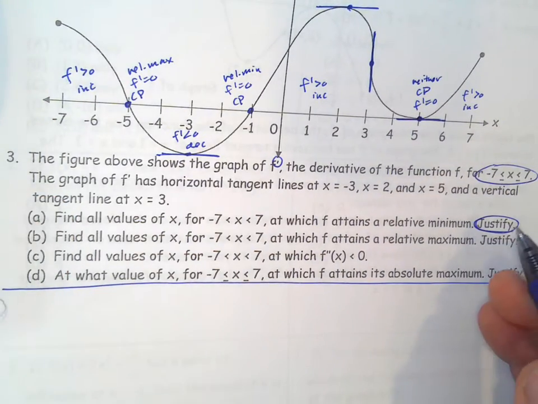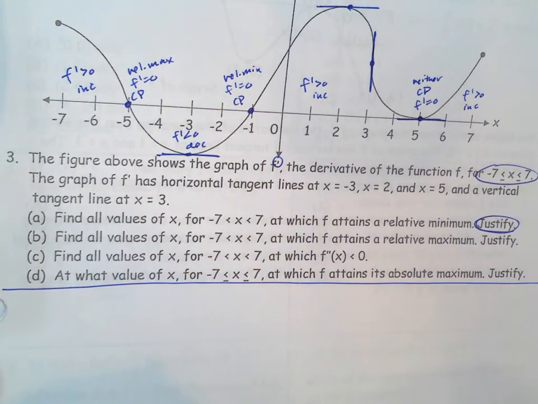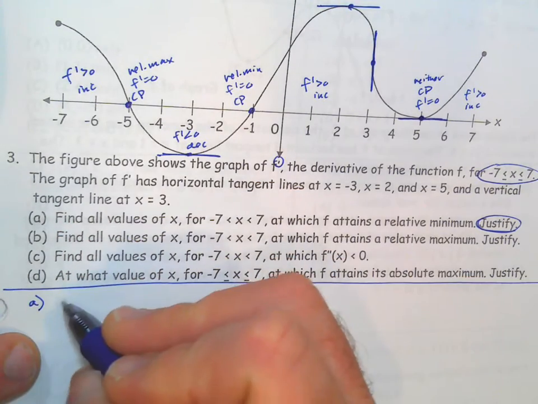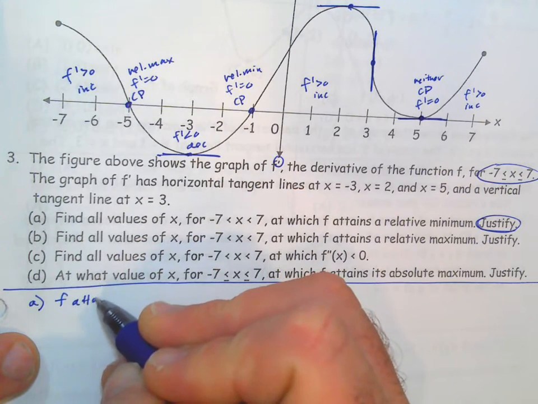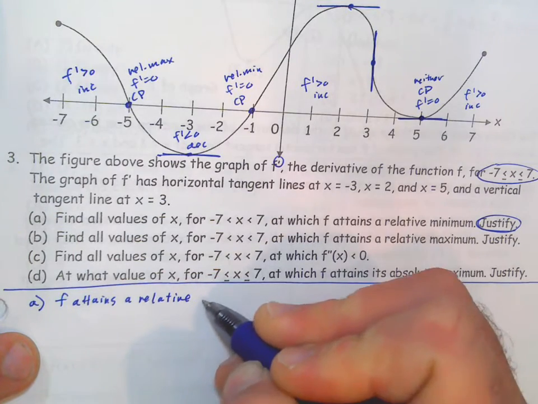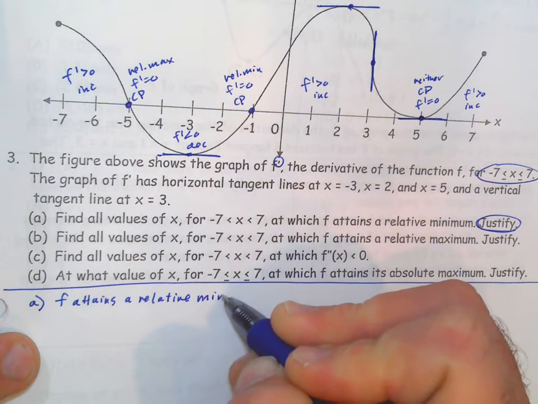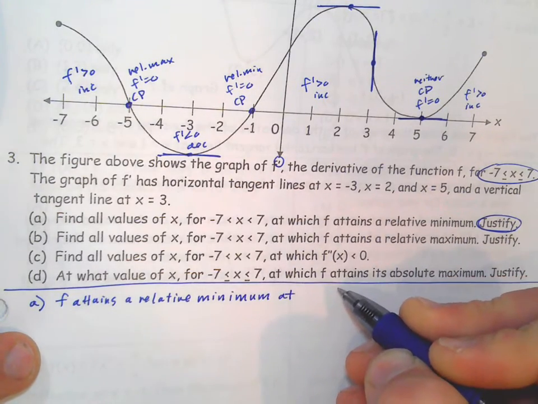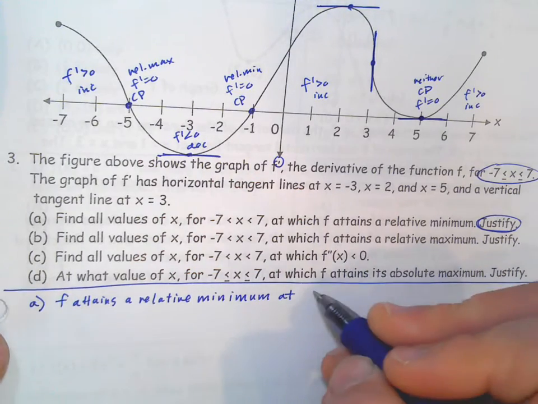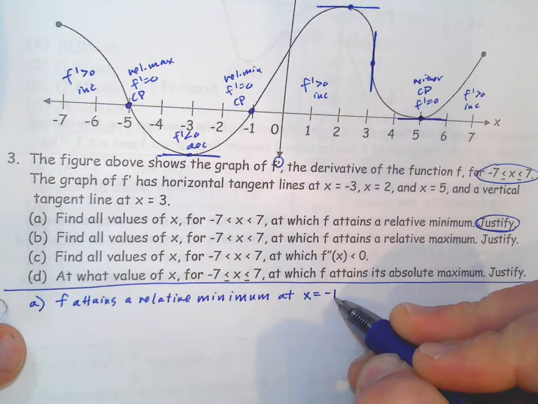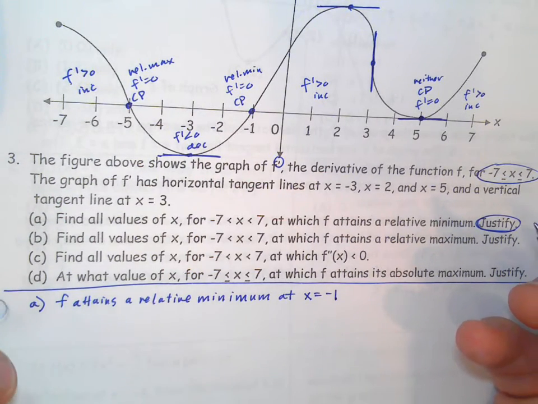So, I actually know the answers to A and B already, but I have to write it and I have to justify it. So A is: f attains a relative minimum at, we don't actually know what the minimum value is, we can't really find it, at x equals negative 1. Okay, so that's the answer, but then we have to justify it. Why?